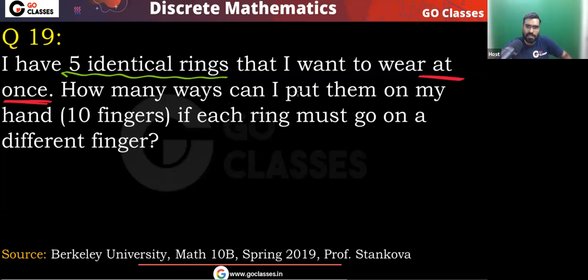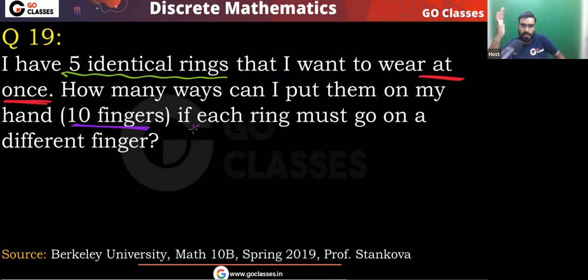How many ways can I put them on my 10 fingers if each ring must go on a different finger? Which template is this? See, every ring is going on a different finger. No template is required in this question. You have total 5 rings, and you want to put them on 10 fingers. So just choose 5 fingers. That's it. See, very simple.